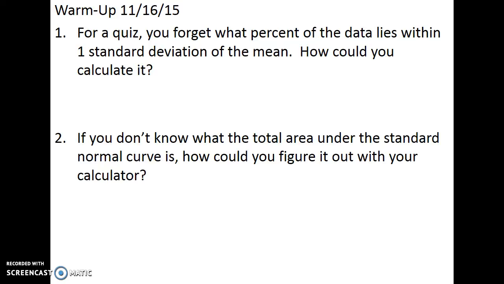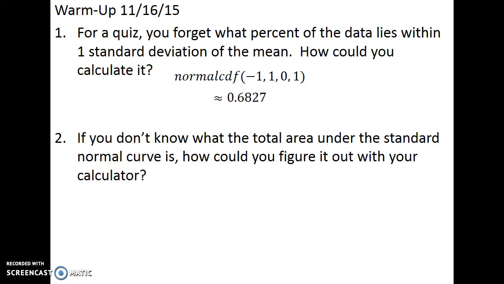But if you forgot it, now that we have the tools for finding these probabilities, you could just straight calculate it. So if I wanted to remember what percent is within 1 standard deviation of my mean, you could use your normal CDF. So you would say you want to be from -1, so 1 standard deviation to the left of the mean, all the way up to +1, 1 standard deviation to the right of the mean. This is the standard normal curve, so we're going to use a mean of 0 and a standard deviation of 1. When you put that in, you still get the approximately 68% we had been using.